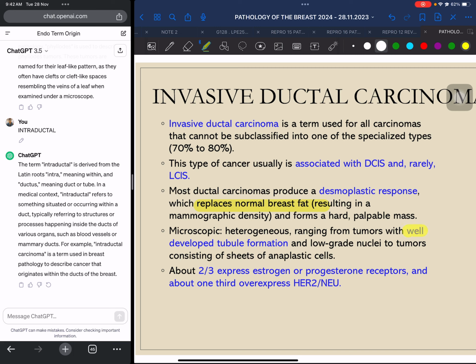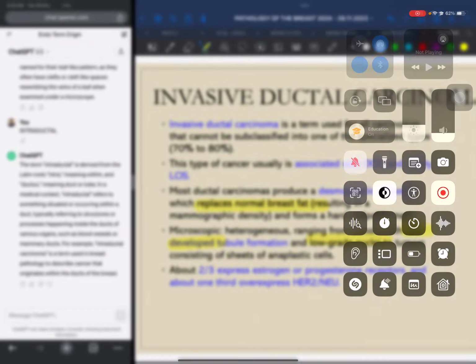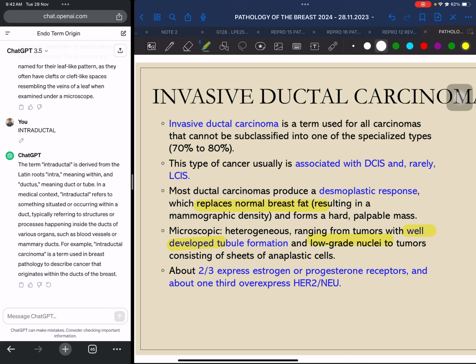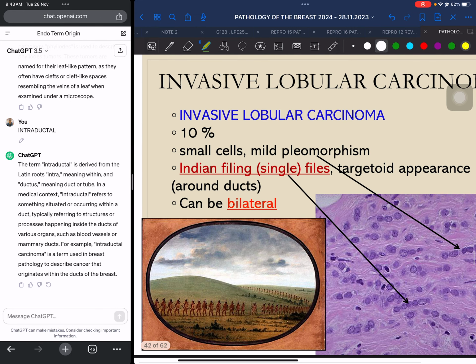Morphologically, you have tubules, with pleomorphic cells lining the tubules, or it can be in the form of solid architectures, like we saw in the diagram earlier. About two thirds of these invasive ductal carcinomas express ER and PR receptors, and about one third overexpress the HER2 oncoprotein. Next, invasive lobular carcinoma is less common.